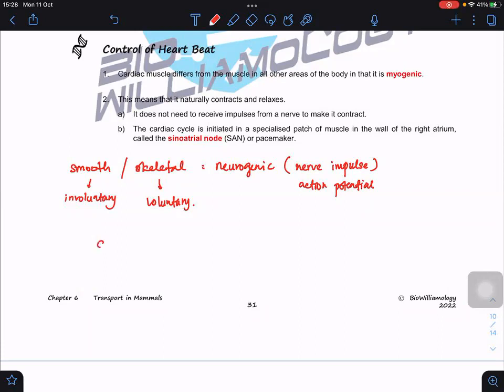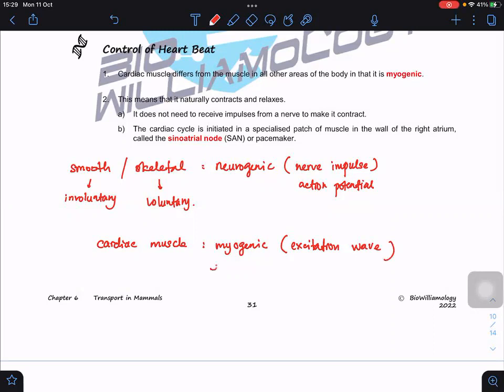Okay, but for cardiac muscle, they are myogenic. Myogenic basically means that they do not need the nerve impulse or action potential to tell them you have to contract. So how do they contract? They contract because of a pacemaker. They are myogenic. They contract by themselves. We have one patch of cells that actually stimulate. So the way they spread out, they depend on what? They depend on the excitation wave. It's an electrical excitation wave. So it's different from the nerve impulse and action potential.